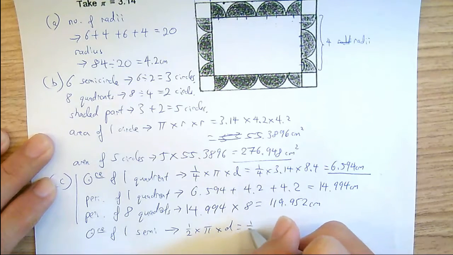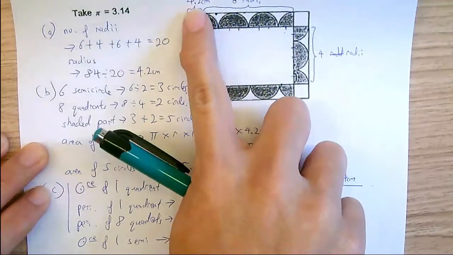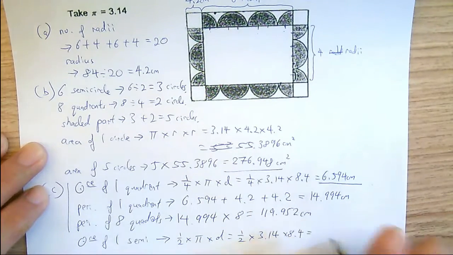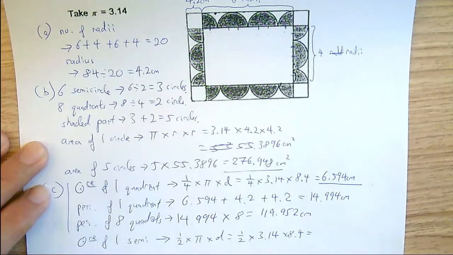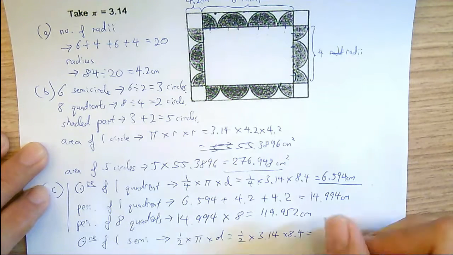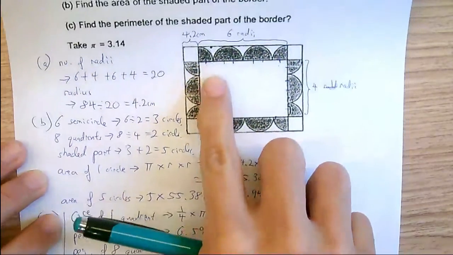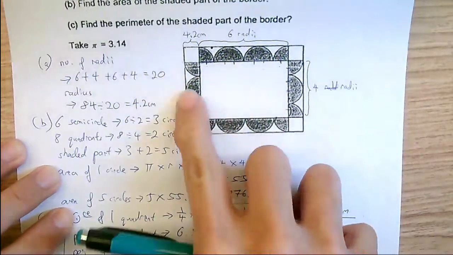So this will be half times 3.14. The diameter of the semicircle is 2 radius, which will be 8.4. So half times 3.14 multiplied by the diameter, which is 8.4. And that will give me 13.188. Okay, how many semicircles do we have? We have 1, 2, 3, 4, 5, 6 semicircles.